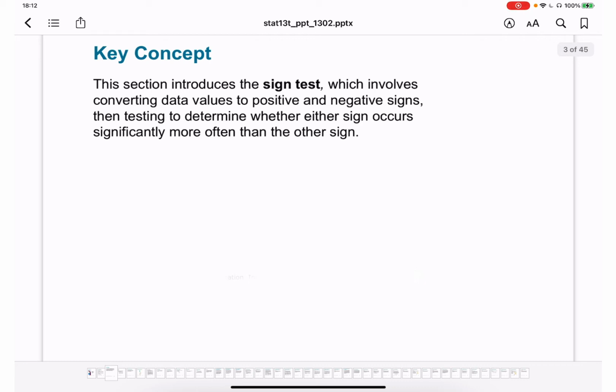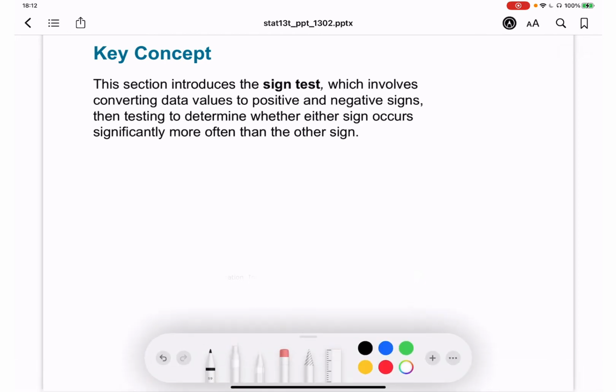The Kruskal-Wallis, ranking, and all the other types of non-parametric tests. So let's start with the sign test. That's the first method we are going to learn. The sign test involves converting data values to positive and negative signs, and I'll tell you how we're going to do it. And then testing to determine whether either sign occurs significantly more often than the other sign.